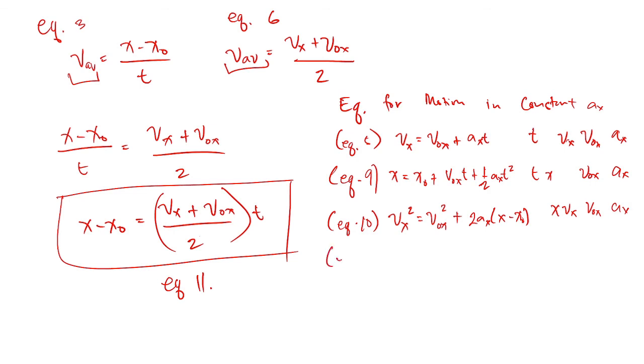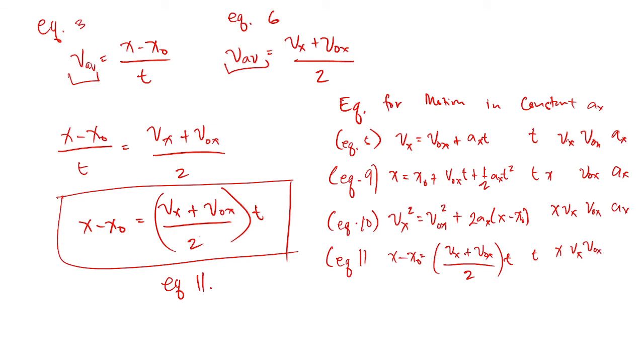And for the last equation, that will be equation 11, wherein we have our displacement equal to our final velocity plus our initial velocity over 2, all of the quantities multiplied to time. And as you can see here, the present quantities will be time. We also have our positions, and we also have our final velocity and our initial velocity.